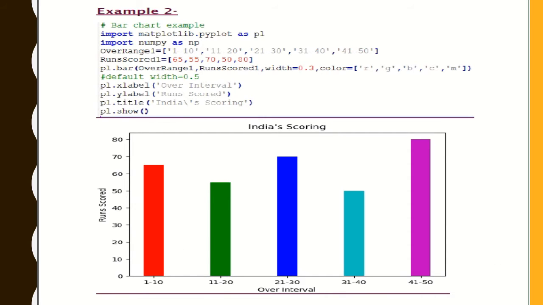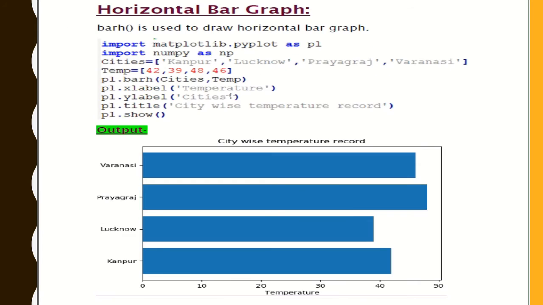Next, as I have said, to have the data in vertical order you don't need anything else. Now if you want it in horizontal order, there is just a simple difference. You have written plt.bar there; if you want it in horizontal order, you have to write plt.barh. So after writing h, what happens?